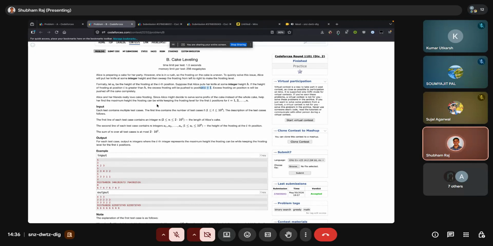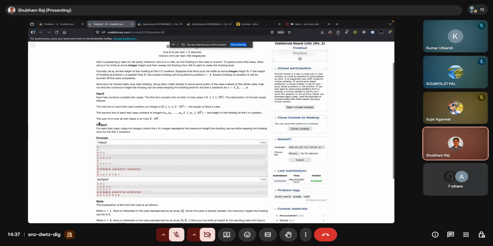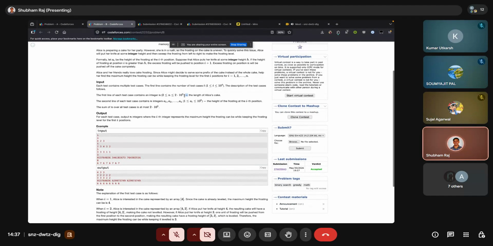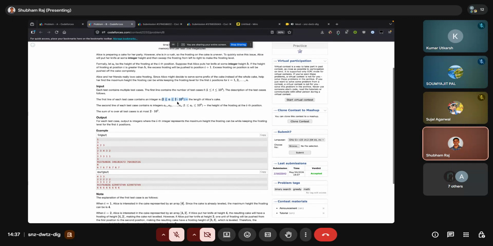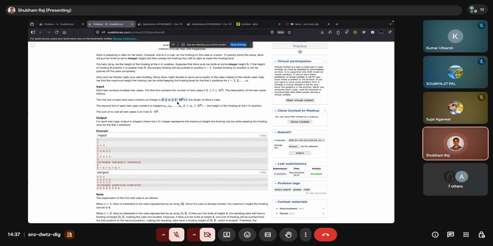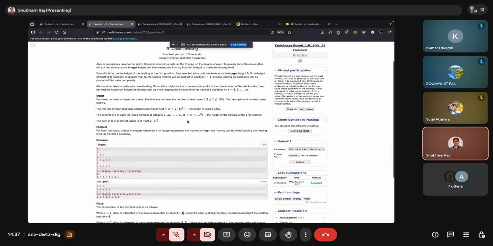Alice and her friends really love cake frosting. Since Alice might decide to serve some prefix of the cake instead of the whole cake, help her find the maximum height the frosting can be while keeping the frosting level for the first i positions, for i equal to 1 up to n. The constraint is 2e5, so we need to solve it in O(n) or O(n log n).